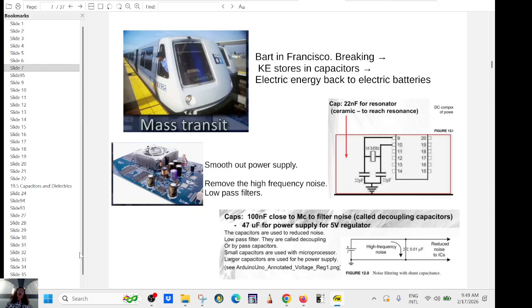So you can use a capacitor to store energy. Here's an example. In San Francisco, they have this train, and when the train brakes, instead of losing that energy it is going to be stored in a capacitor, and then it will go back. So you can use a capacitor to store energy for a little time. You can use it also as a timing machine, because a capacitor can charge and discharge, and you control the time it takes to charge and discharge.